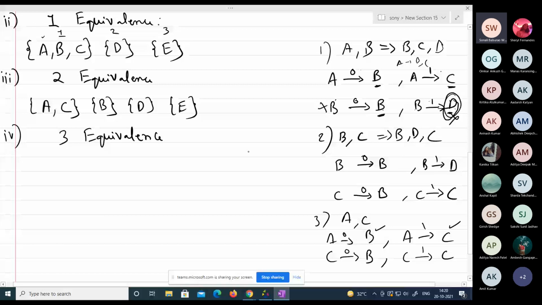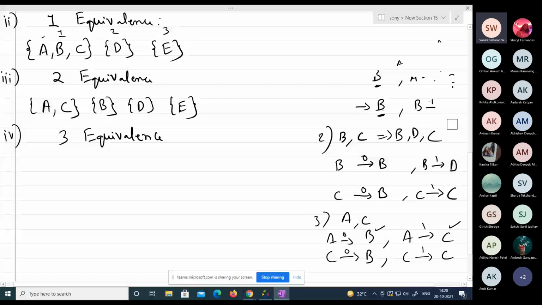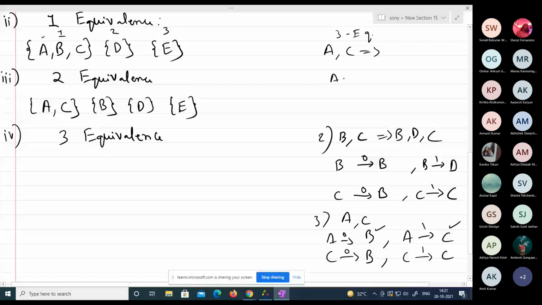Let's see what happens in 3 equivalence. What is our process here for 3 equivalence? What will I do? A comma C, we will have to check. For 3 equivalence, I'll check for A comma C. What will that give me? A on 0 gives B. A on 1 gives C. Similarly, C gives 0 to B and C gives 1 to C. So I am having B, C.